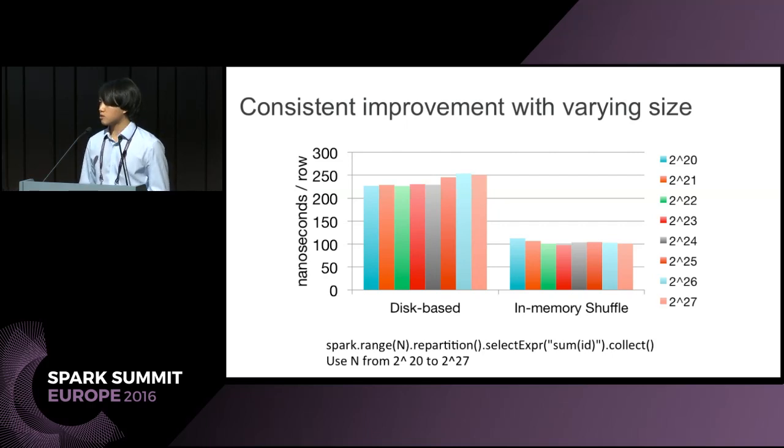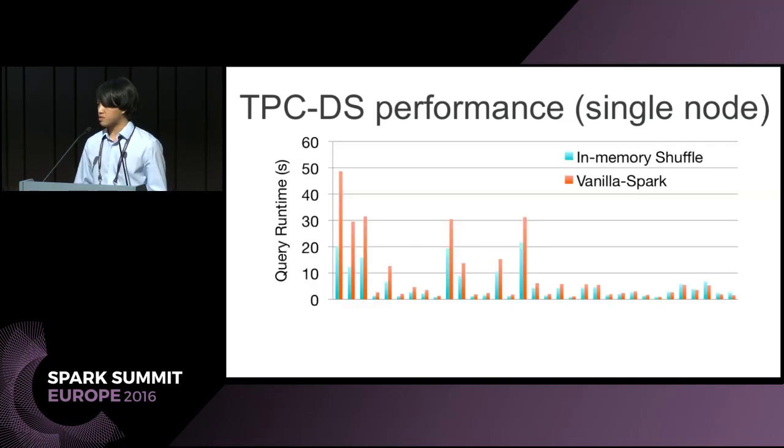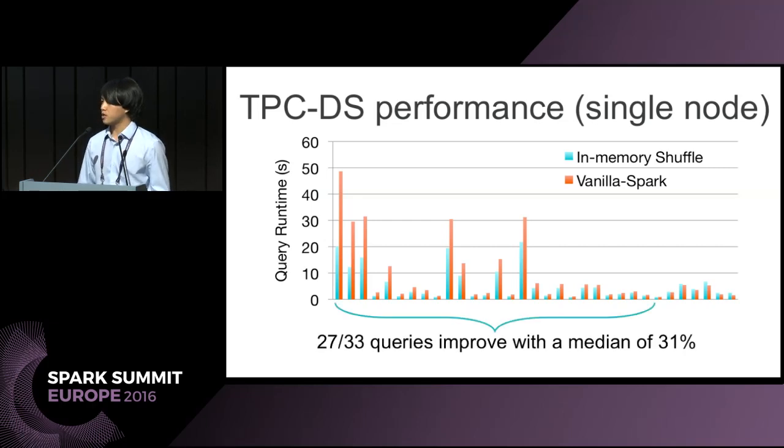So to test out on more real workloads, we tried TPC-DS, which is a database benchmark, on a single node. We took the first 33 queries and ran them, and found that 27 out of the 33 queries improve, with a median improvement of 31%, which is pretty promising.